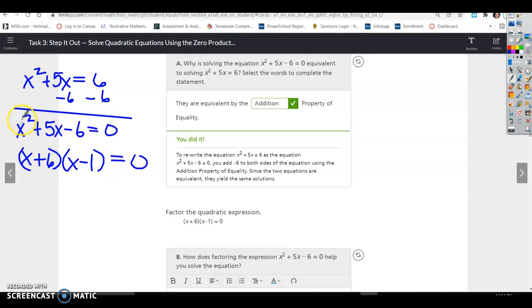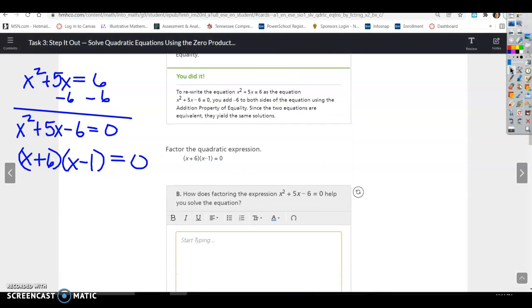X times x is x squared. Minus 1x plus 6x gives me positive 5x. 6 times negative 1 is negative 6. So again, factored form is just another way to rewrite standard form. Two different ways to rewrite it, or two different ways to write the same thing.